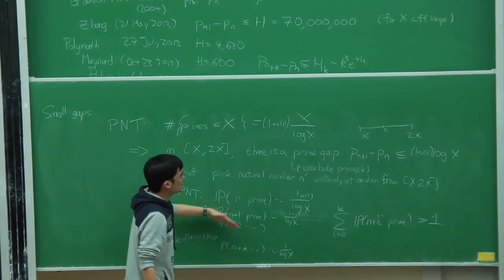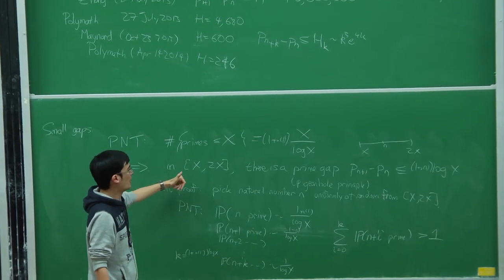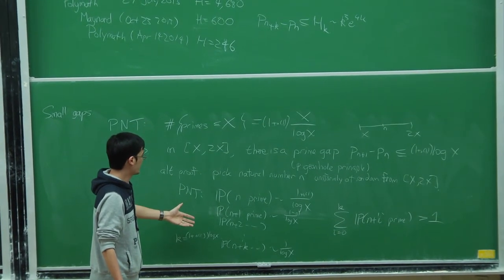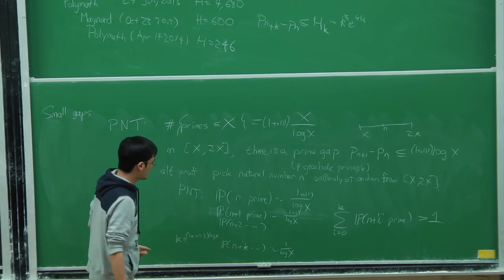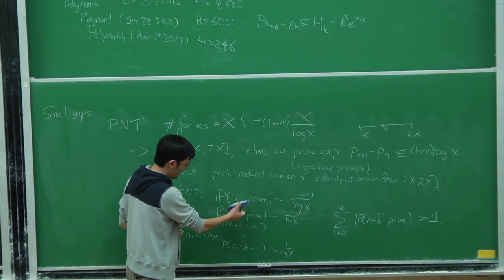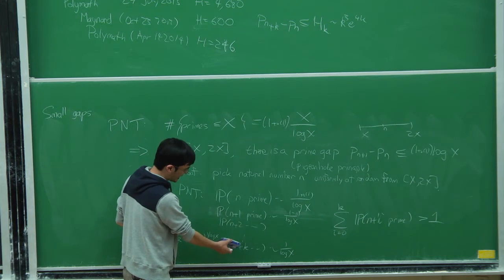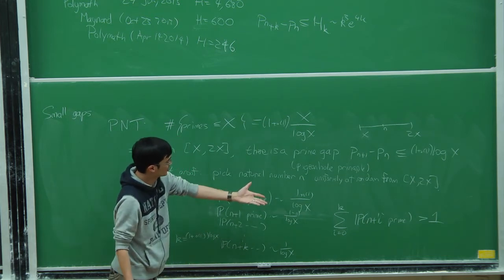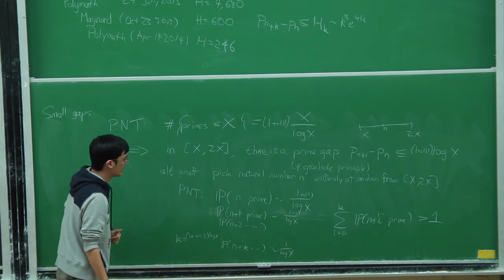So I gave you this probabilistic argument for how you would find a gap of size log x. You pick a number at random. You take k different shifts of n, and you make this probability bigger than 1, and then that gives you a gap.